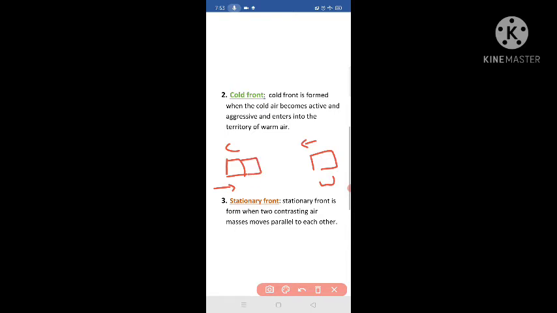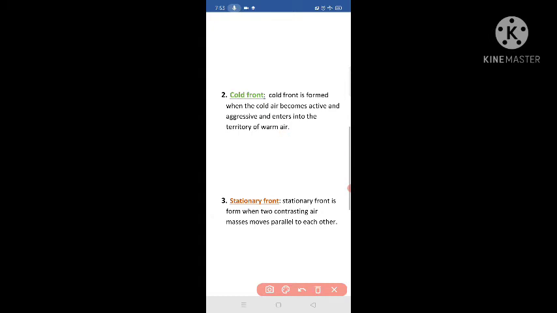As it moves forward and forward, they will come near, they will come closer. As you know, here the air mass that becomes active is the cold air mass. As you know, the cold air mass, being heavier and denser, occupies the territory of the warm air mass. So what happens is that the warm air mass starts rising up. So here the cold front is formed.